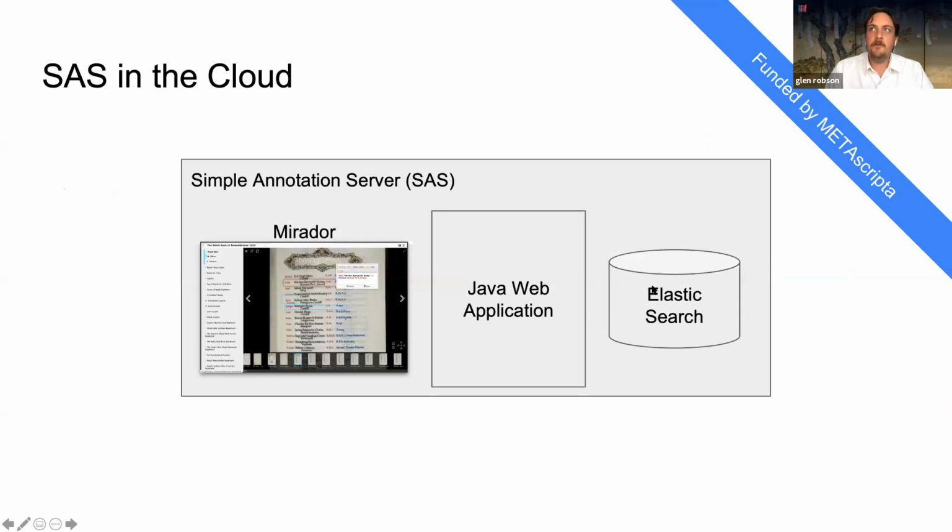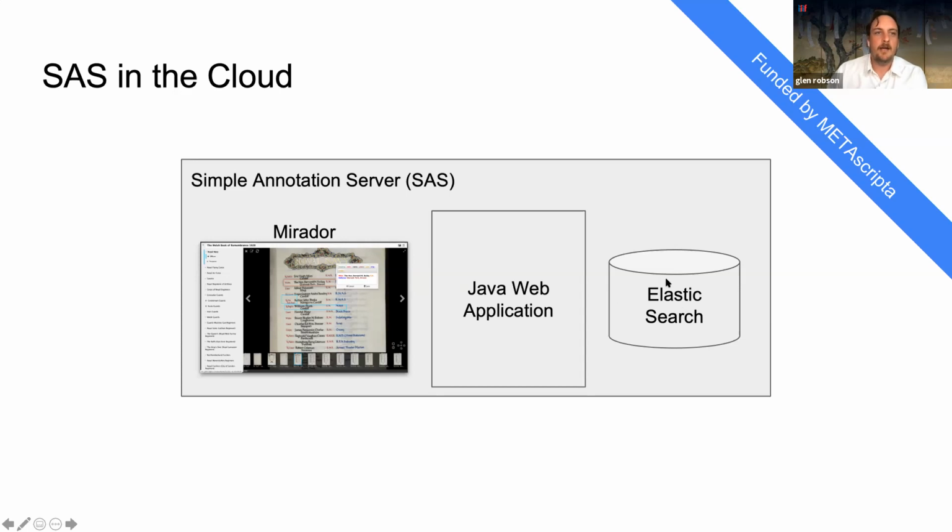But from funding from the METAscripta project and Ben and others, and as part of the IIIF training, we wanted to have a Simple Annotation Server that was hosted in the cloud so we could share it with the students, and so they didn't have to go ahead and install the server themselves. They could use the one we provided. So we do run a copy of this in the cloud. As I mentioned, this is partly funded by METAscripta. And this one, we've got a hosted version of Mirador, again, the same Java web application.